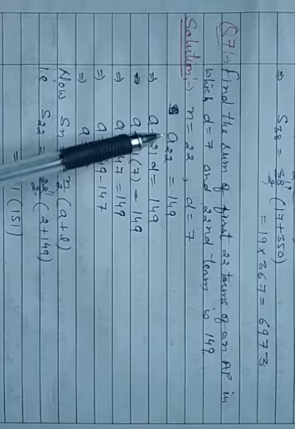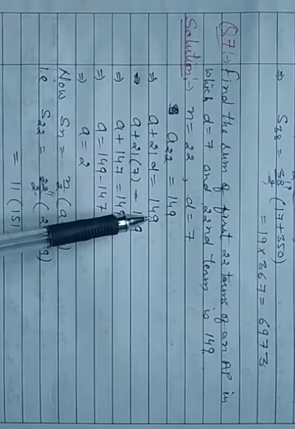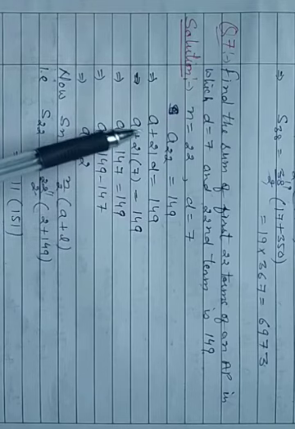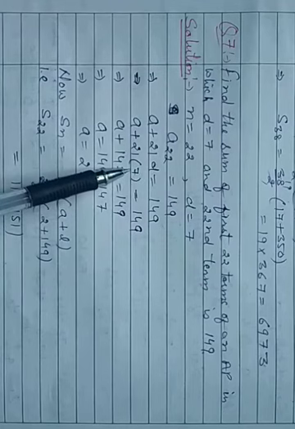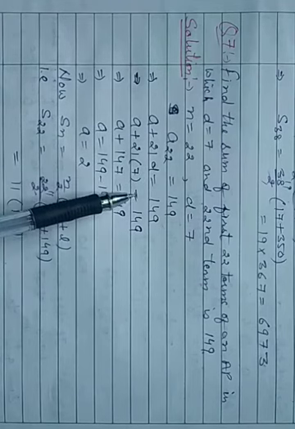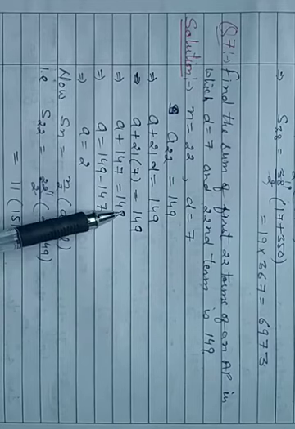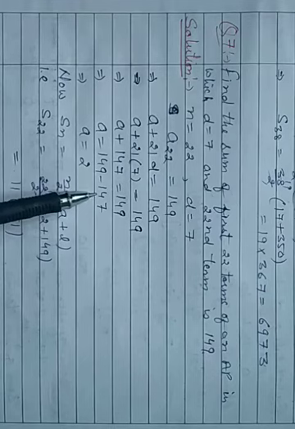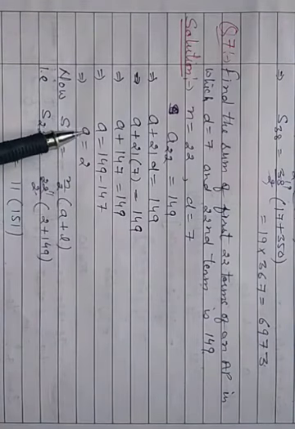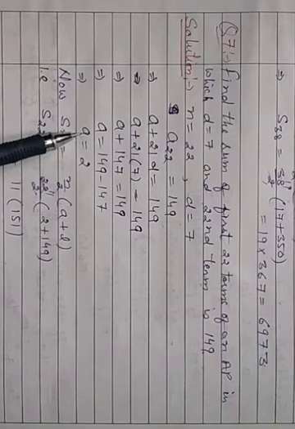The 22nd term can be written as A plus 21D is equal to 149. A plus 21D, the value of D is 7, is equal to 149. A plus, multiply these two, 147 is equal to 149. A is equal to 149 minus 147, which is 2. A means the first term is 2.